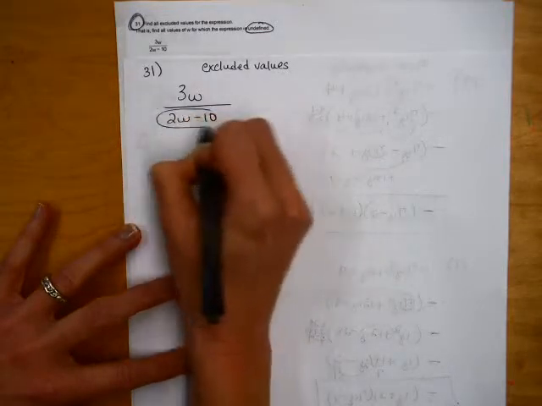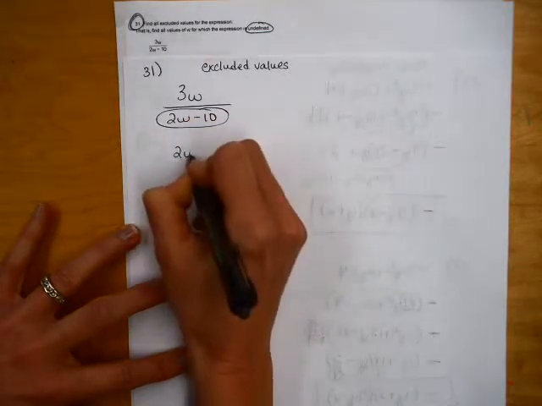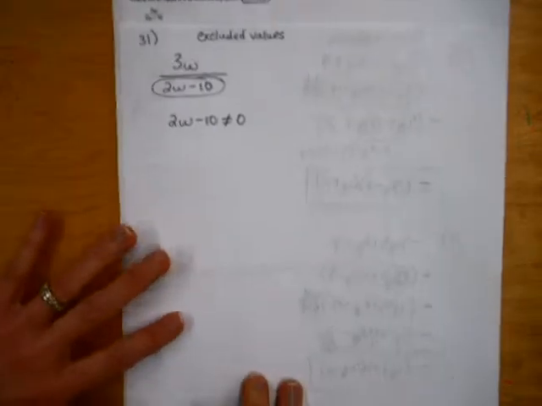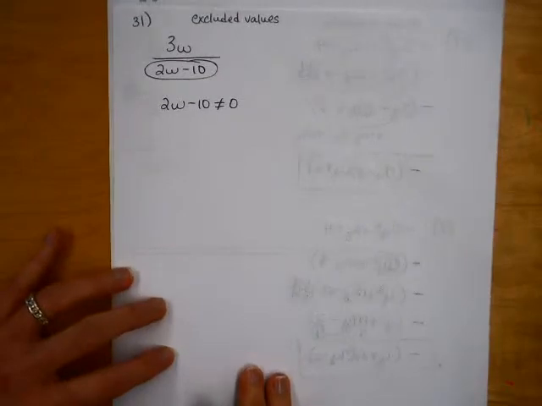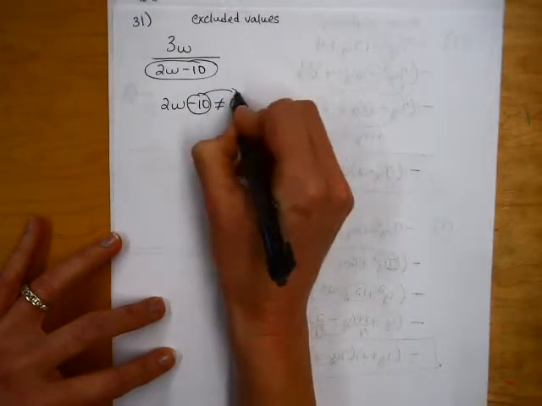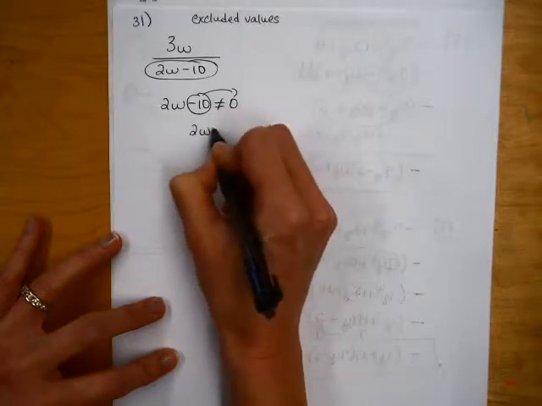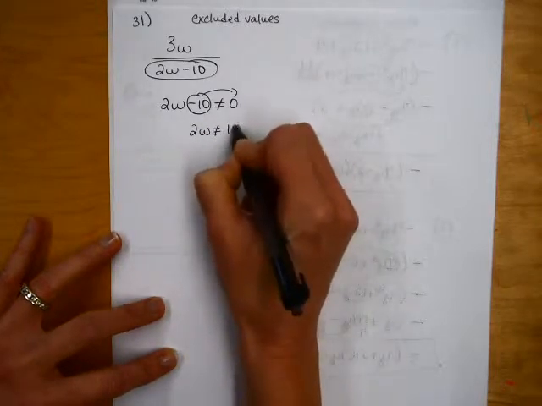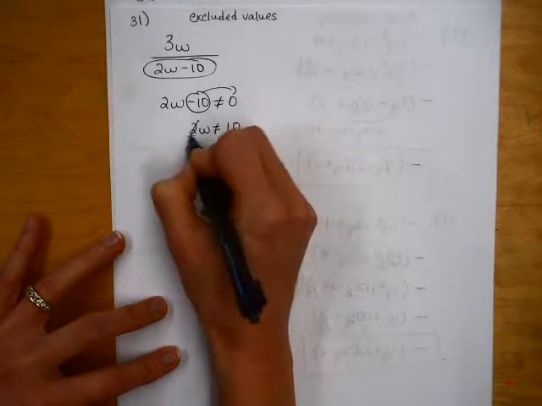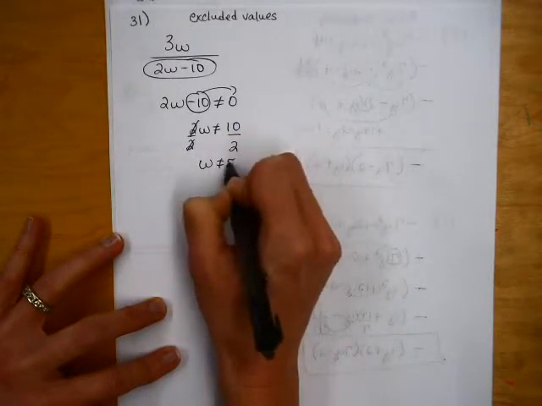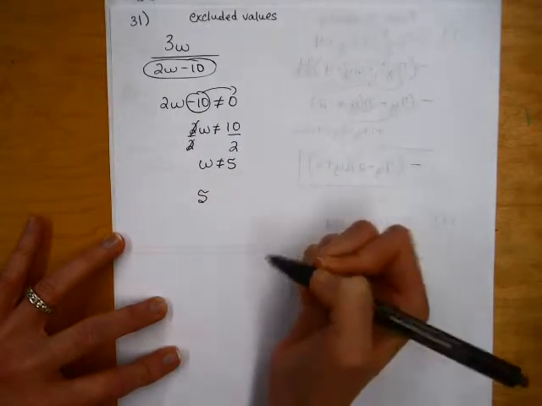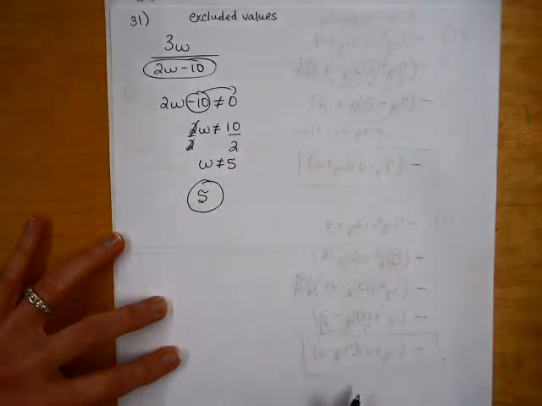So I'm going to take the denominator, 2W minus 10, and I'm going to say that denominator cannot equal 0, and I'm going to solve that inequality. So I solve it like an equation. Negative 10 would be positive 10 on this side. 2W cannot equal positive 10. I divide both sides by 2, so W cannot equal 5. So my excluded value that W cannot equal would be 5.